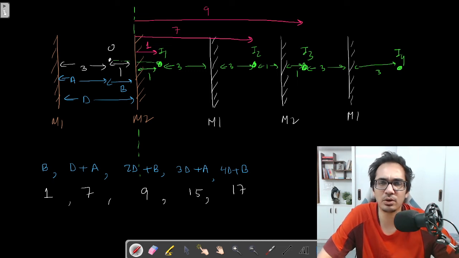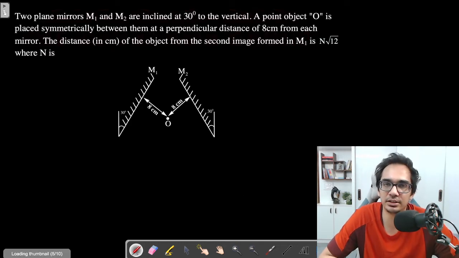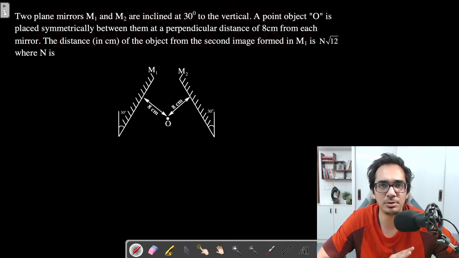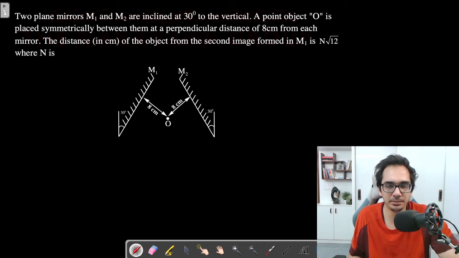So this is a very important concept you should know. The technique was to draw the reflections of the mirror so that it becomes a little easier. The same technique you can also apply in this one. Otherwise you can also solve this question by the basic method, but that will be a little complicated. If you apply the method which I am saying, it will still seem difficult, but at least it's relatively easier. So let's solve this question now.